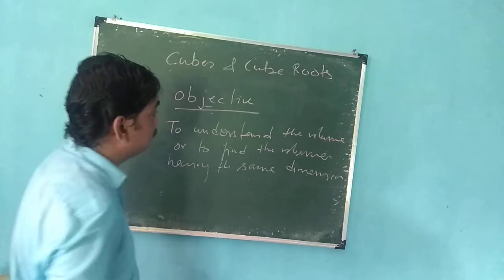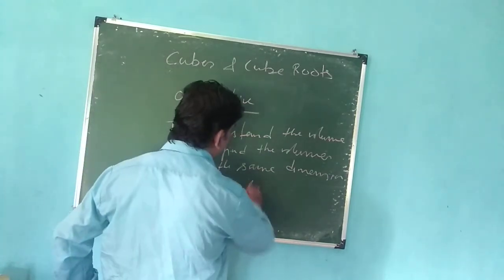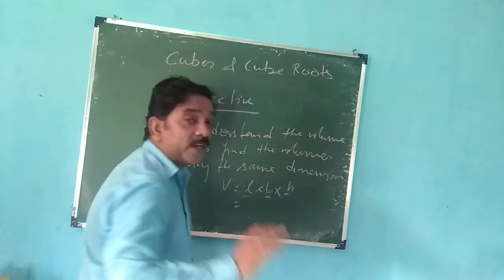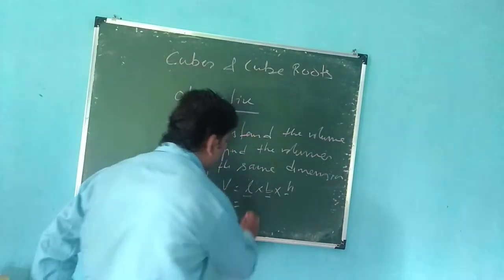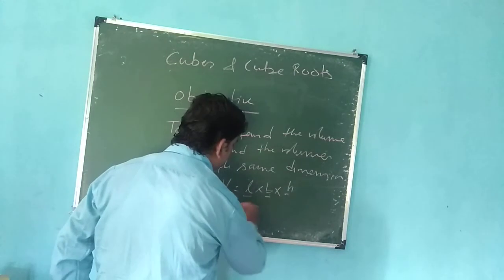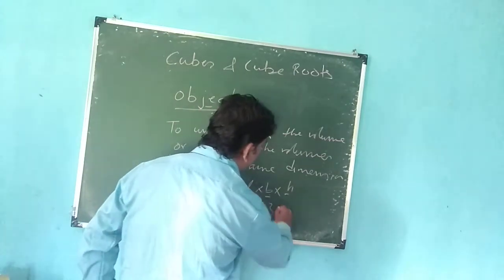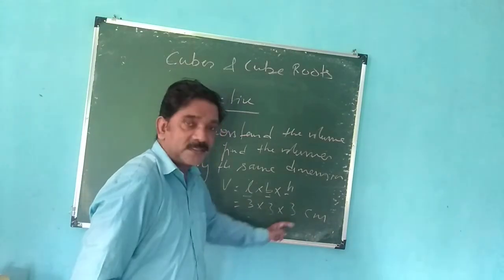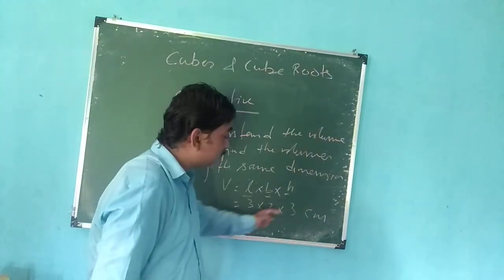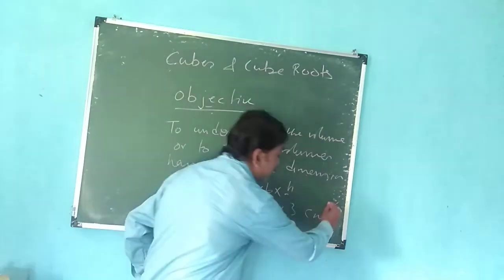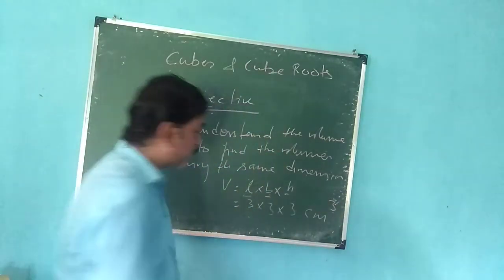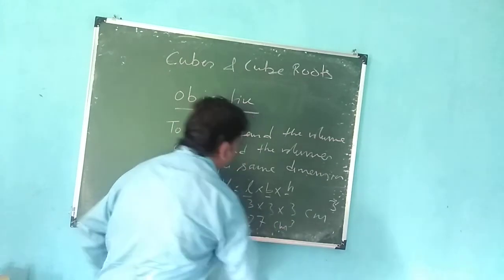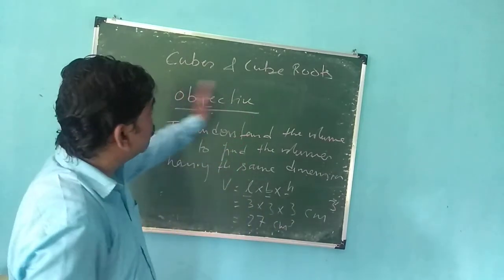Having the same dimensions, the volume will be length into breadth into height, but length, breadth, and height are all equal, all the same. Let me write the same example: 3 into 3 into 3. Suppose each side is 3 centimeters. So this will become 27 cubic centimeters. So this is what we do with a cube.